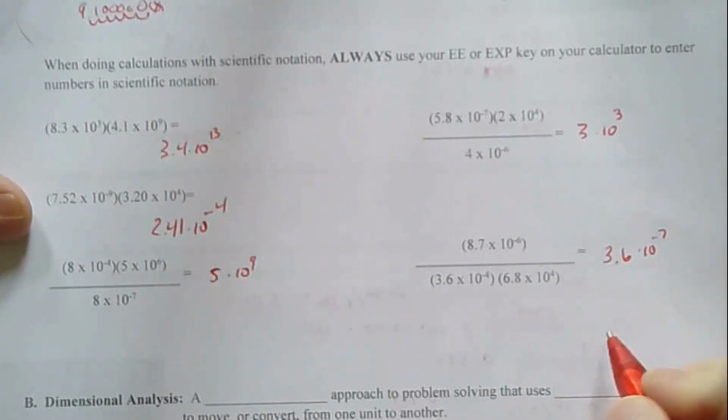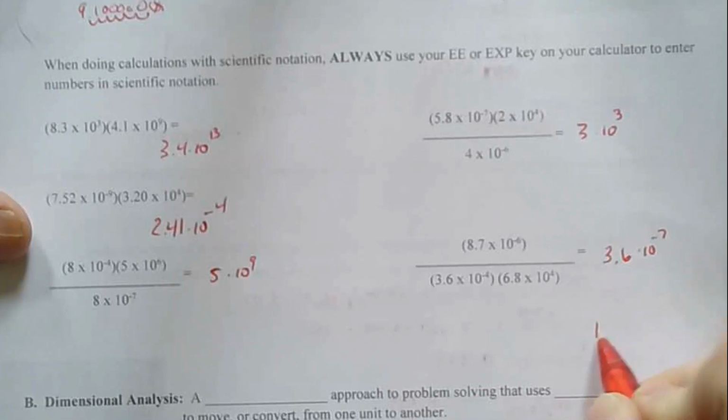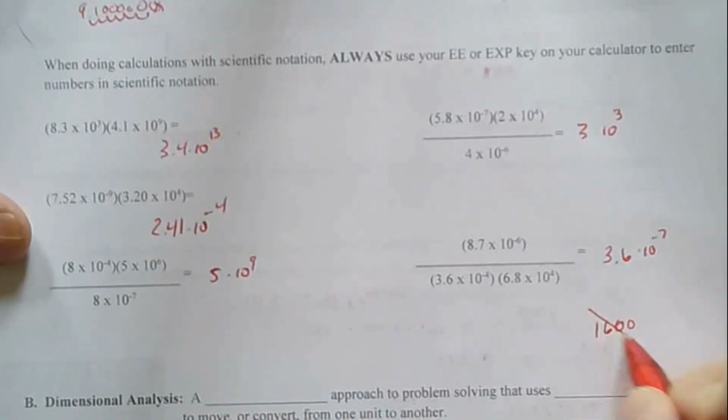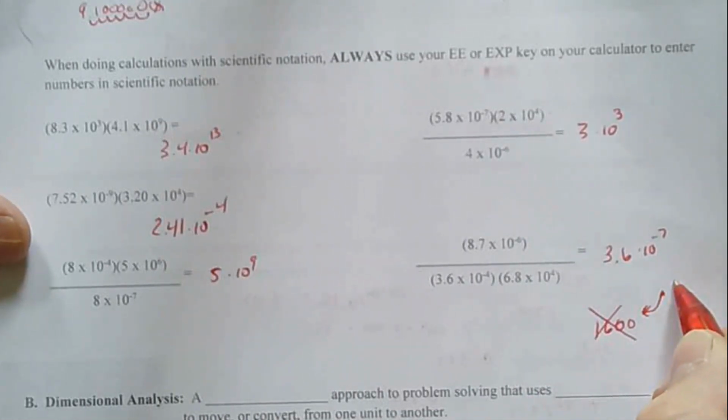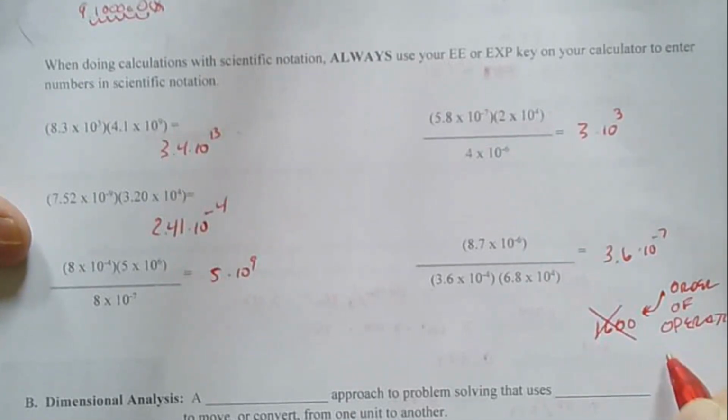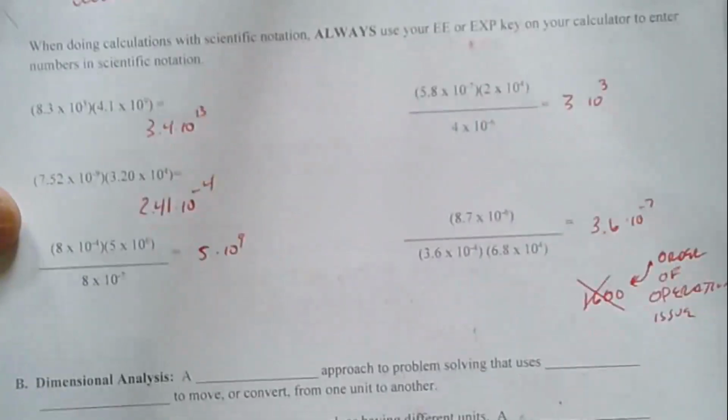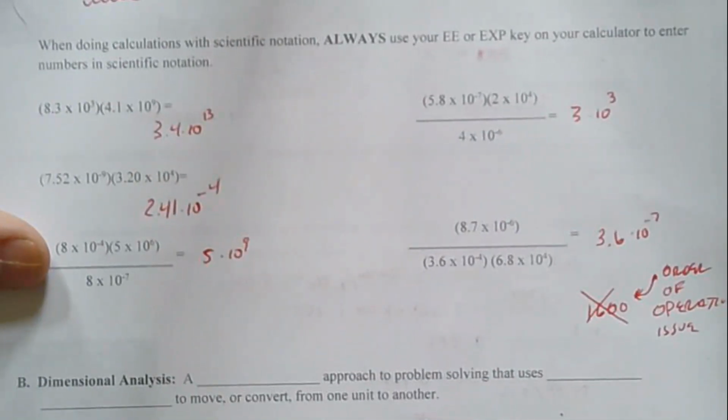The most common incorrect answer people will get is 1600. That is incorrect. If you get 1600, then you have an order of operations issue with your calculator.